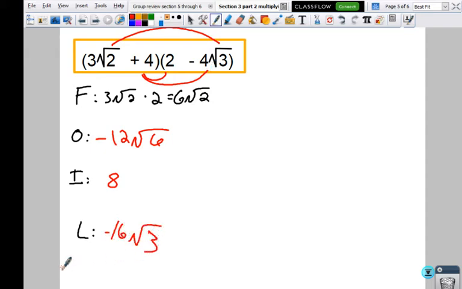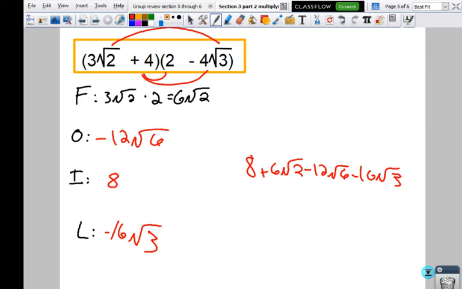Okay, so I gotta go through and put these together, right? I have 8. Do I have any other just regular numbers? No. So I'm gonna go 8. I have a 6 square root 2. Do I have any other square root 2s? No. So I'm just gonna go plus 6 square root 2. I have a square root of 6. Do I have any other square root 6s? No. So I'm just gonna go minus 12 square root 6. And then I got a square root of 3. Are there any other square root of 3s? No. So I'm just gonna write it out. Minus 16 square root of 3.